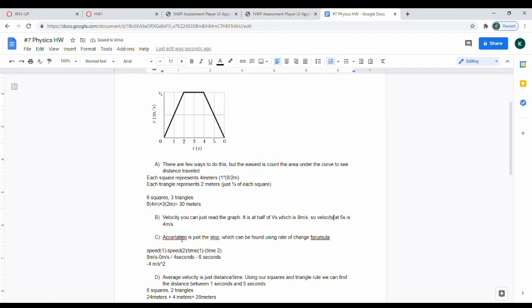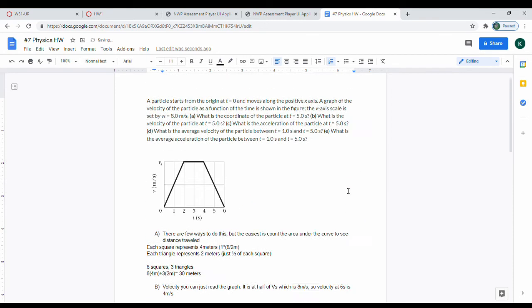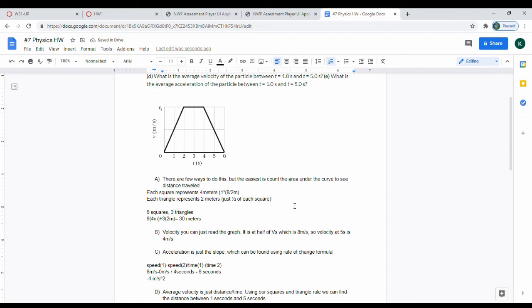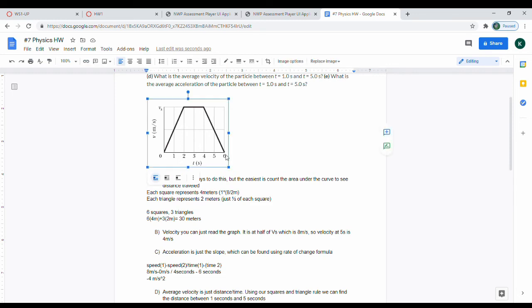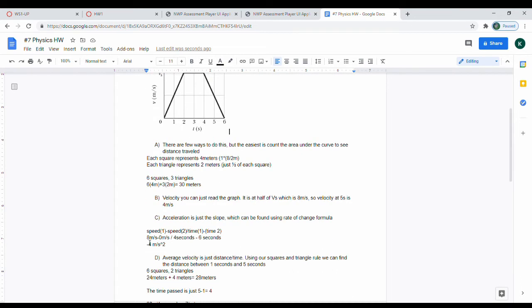For C, we're being asked about the acceleration at t equals 5 seconds, which is just the slope. There's a few ways to do it. The way that's most intuitive is just the change of speed formula. You take the speed at 4 and the speed at 6, subtract them, and then divide by the change in time, which is 2 seconds. If you do that, you get -4 meters per second squared.